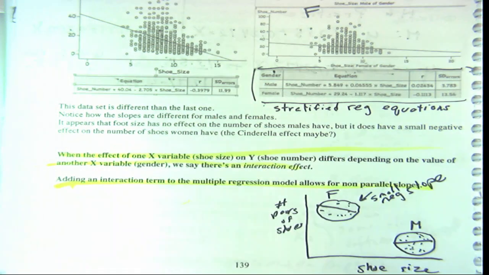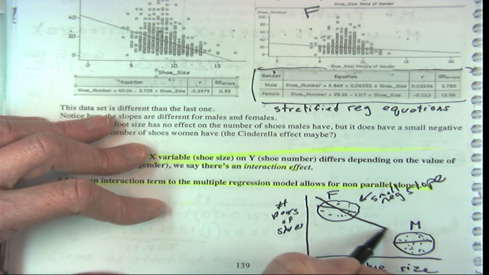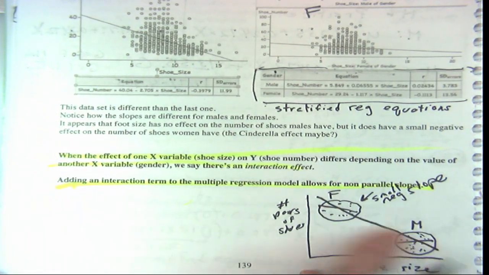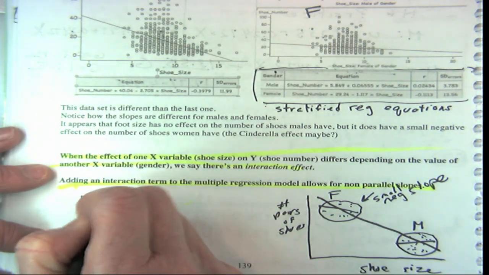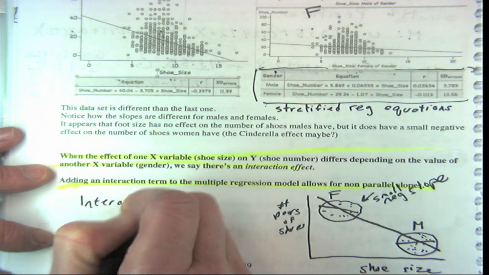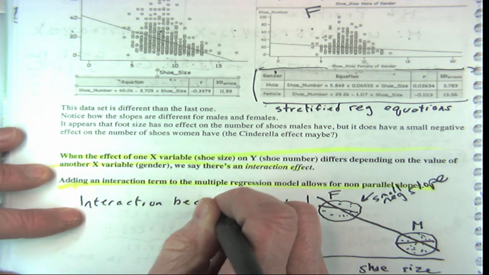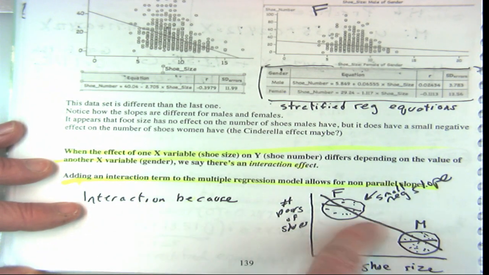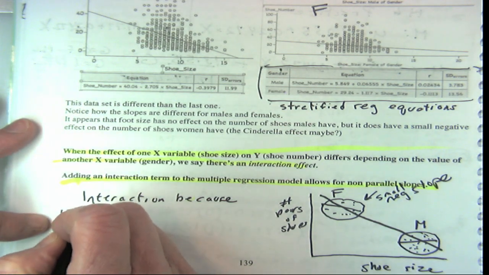Now the overall is still highly confounded because it's a much bigger slope. That's overall, it's really confounded. But we want to allow for these two different slopes. So there's an interaction term, because there's an interaction between group and the slope. Interaction, because we have different slopes.